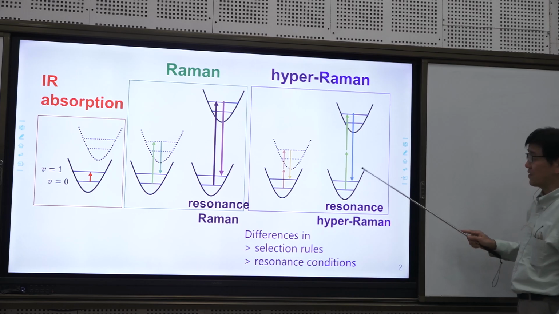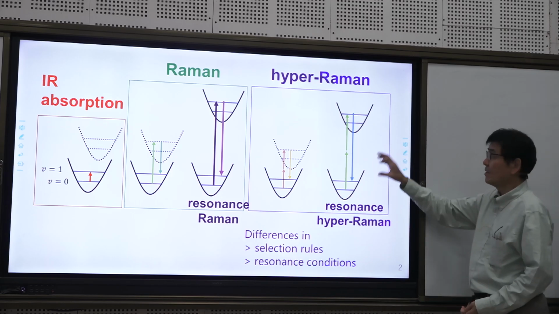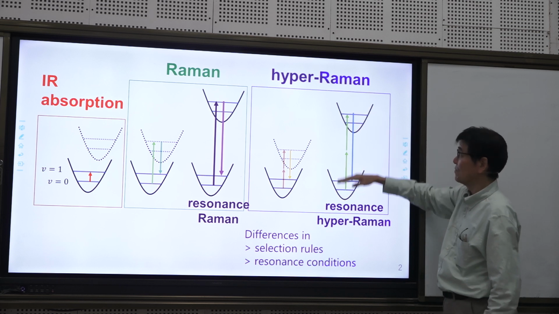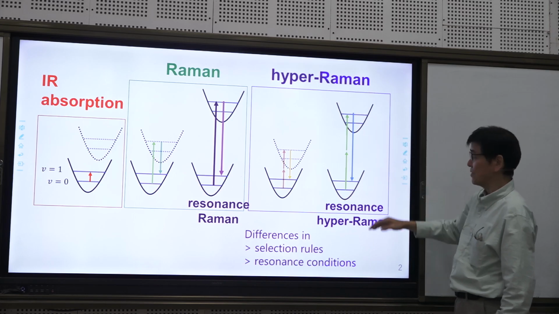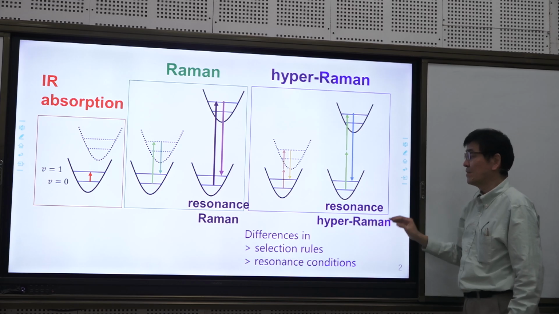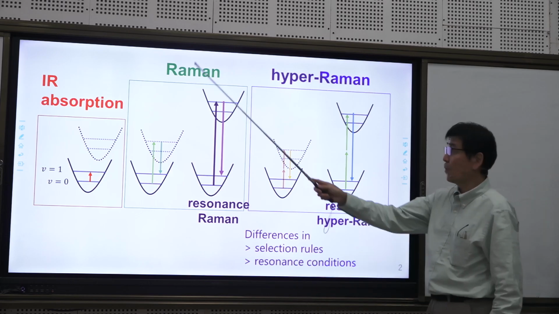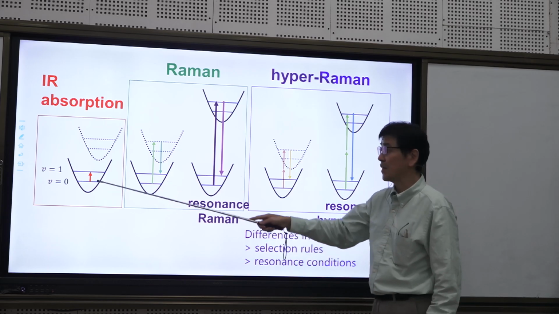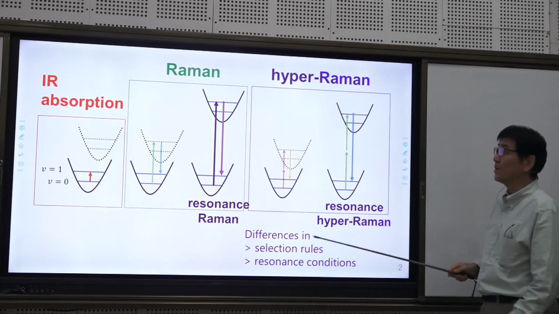The resonance effect is also expected. So by choosing the excitation wavelength whose energy matches the real excitation of the molecule, the hyper-Raman signal is enhanced. This is the resonance hyper-Raman signal. You know, all the methods are used to get information about molecular vibration. Okay?